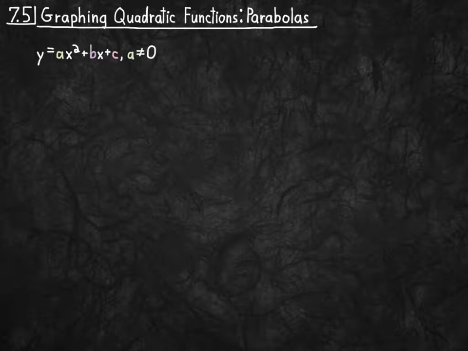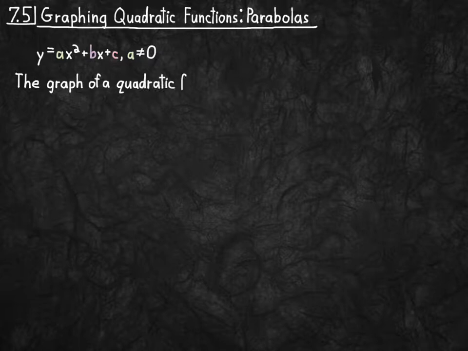equal to 0. A is not equal to 0 because if it were 0, you'd have y equals bx plus c, which is a linear function, not a quadratic. Quadratic refers to the second degree, the highest power on the x being a 2.